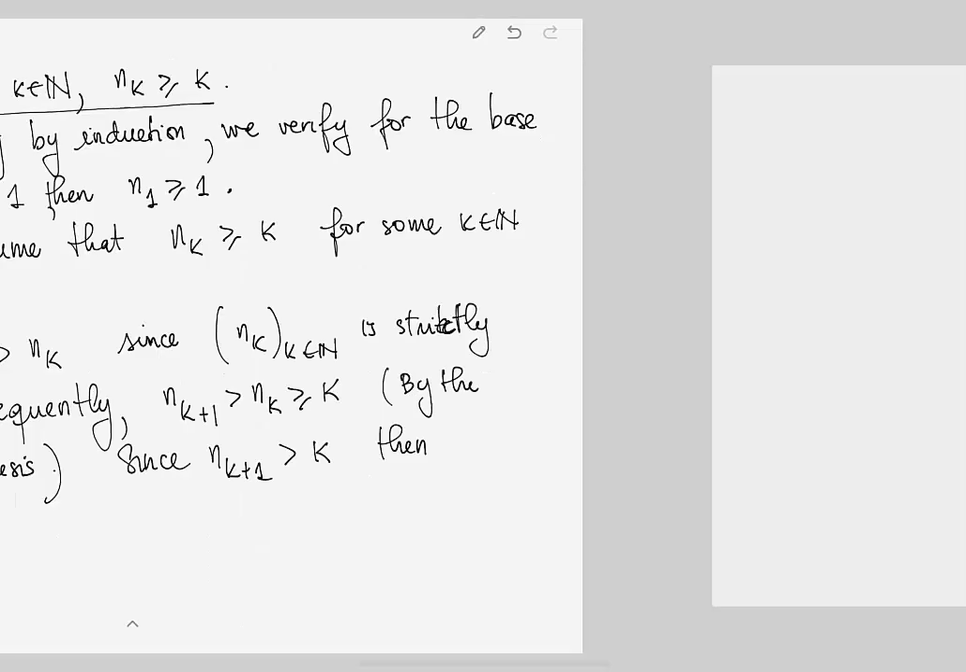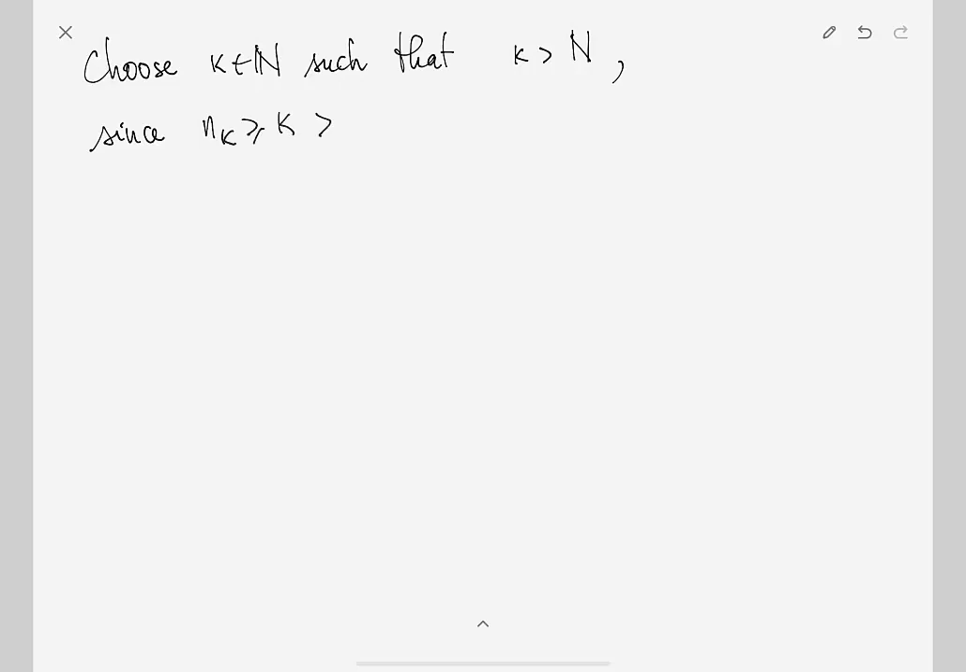Okay, now moving on, if we choose some natural number k such that k is greater than N, since nk is at least k, which is bigger than N, it follows from our assumption, which assumption exactly?